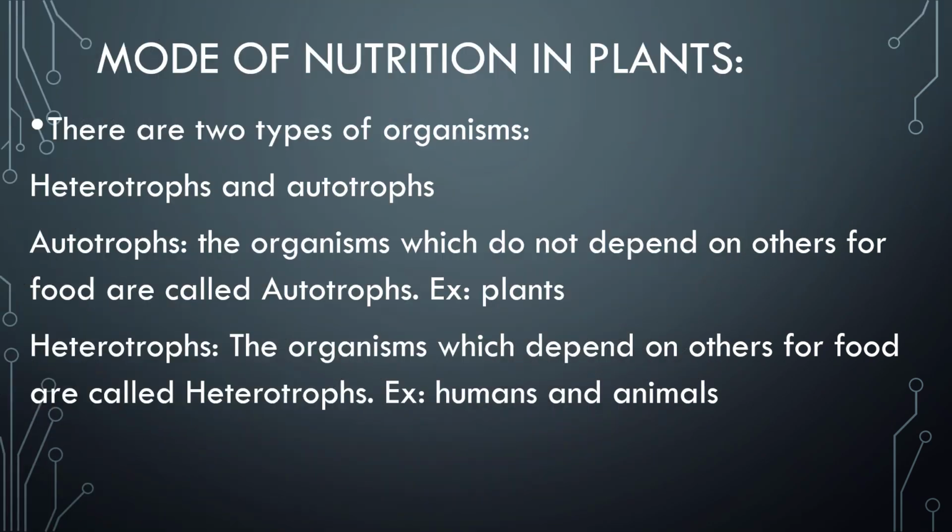Mode of nutrition in plants. There are two types of organisms, heterotrophs and autotrophs. Autotrophs are the organisms which do not depend on others for food; they can prepare their own food. For example, plants. Heterotrophs are the organisms which depend on others for food. For example, humans and animals depend on plants for their food.